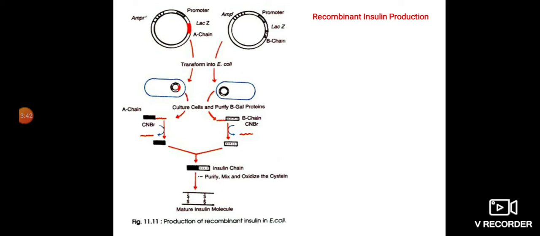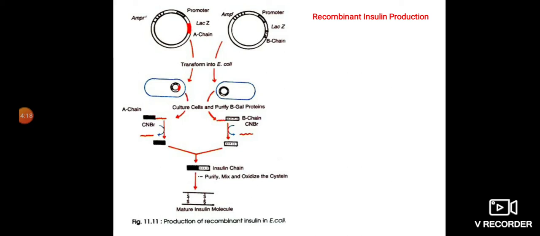Because these polypeptides are going to be produced as a fusion protein with the lacZ protein, they are going to place this particular gene in such a way that they can cleave out this specific A chain and B chain. So first they are going to isolate and purify the fusion protein. Then the isolated fusion protein will be subjected to cleavage by cyanogen bromide.